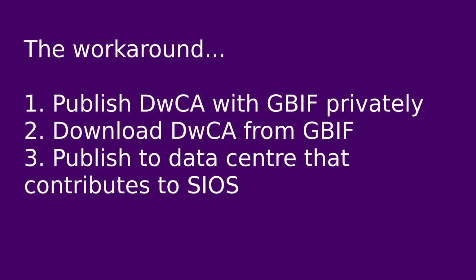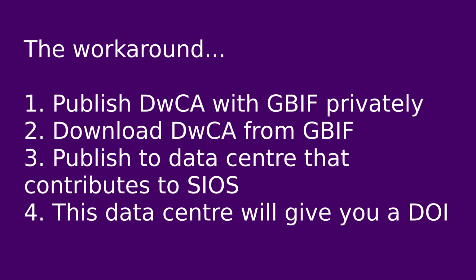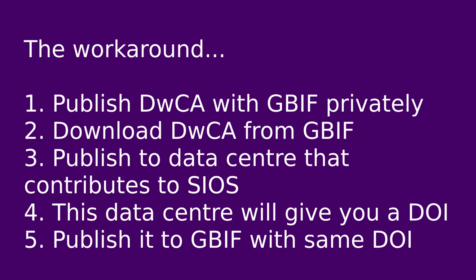Again, I've put a link to where you can find a list of data centers that contribute to SIOS in the description. So once you've published it with that data center, they will assign a DOI to your dataset, and then you can come back to GBIF and publish the same Darwin Core Archive with them using the same DOI. And because you've assigned the same DOI to the data in both data centers, anyone will be able to identify these data as duplicates. And perhaps just as importantly, a computer will also identify these data as duplicates.